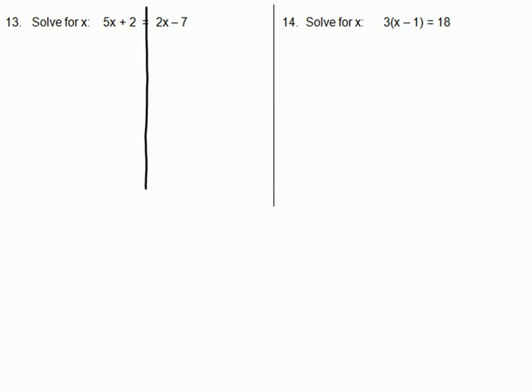Notice in number 13 there's no parentheses, so I don't have to distribute. On the left, there's no like terms, and on the right, there aren't any like terms either. I've got an x on both sides of the equal sign. So I need to do the opposite of the one with the smaller coefficient. That means I'm going to subtract 2x on both sides. So on the left, 5x minus 2x is 3x. The plus 2 drops down, and 2x minus 2x cancels out. Notice that the 7 has a subtraction sign with it, so you need to bring that down as a negative 7.